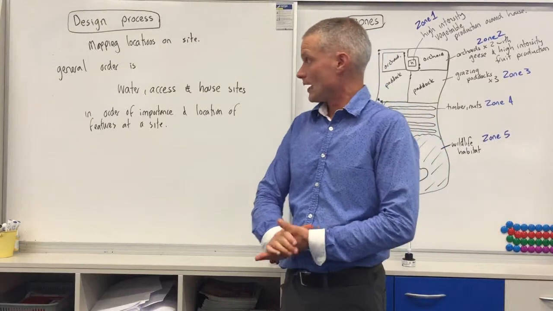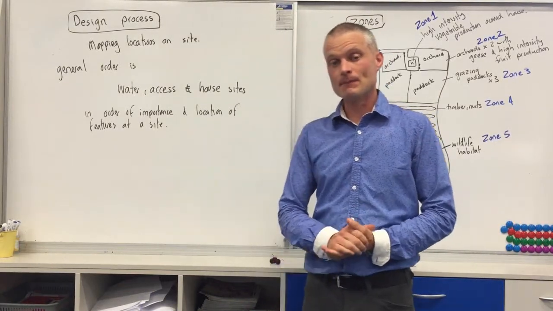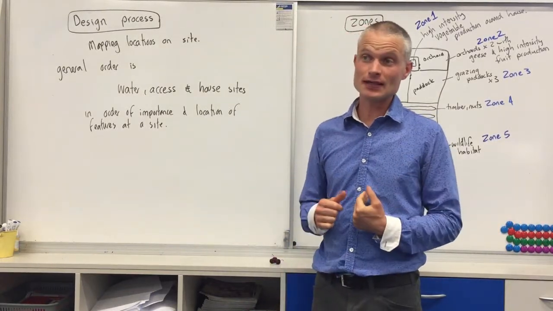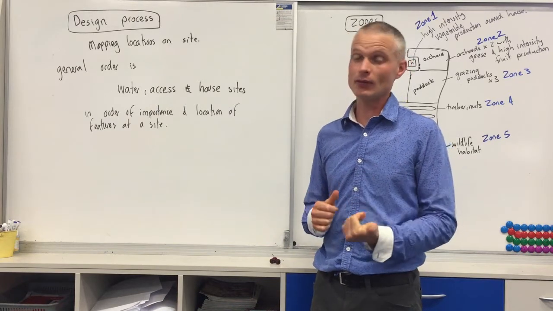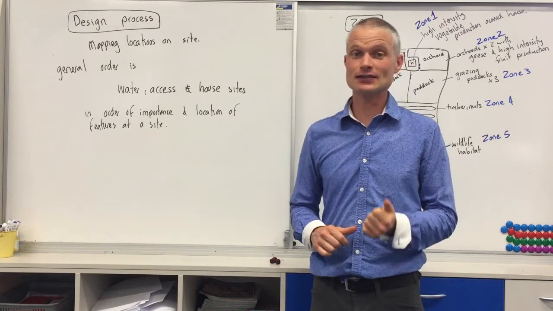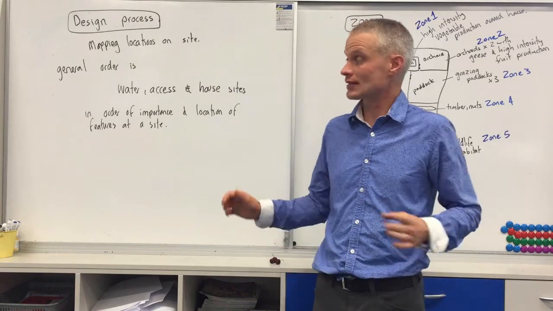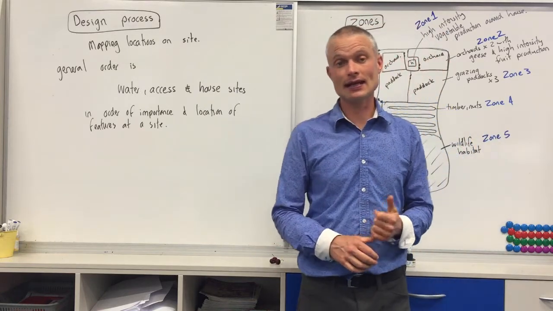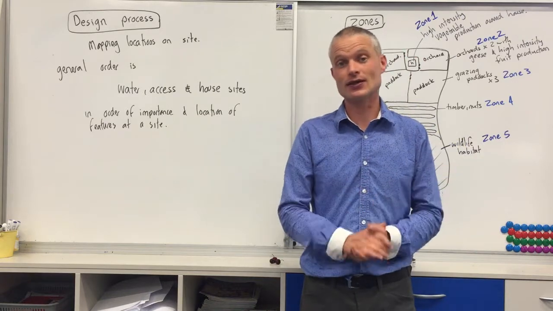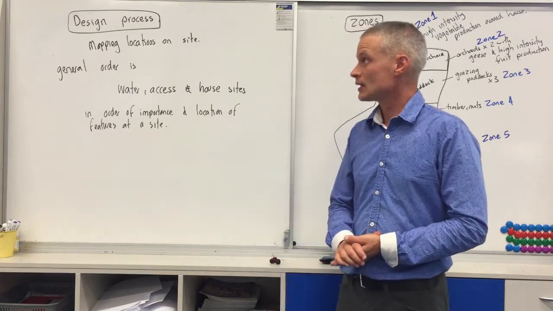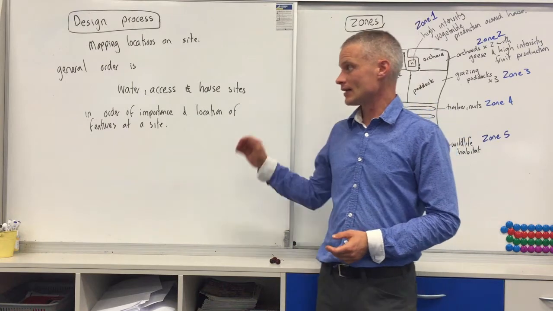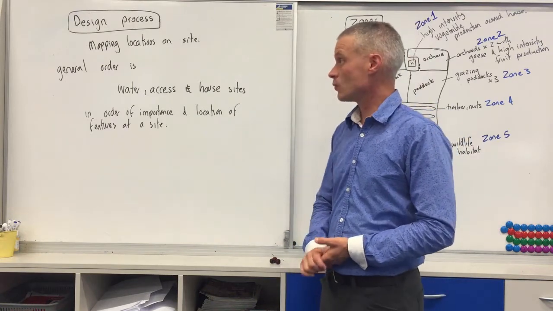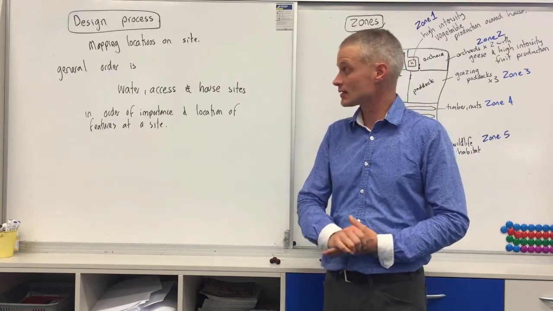So once you have started getting all the information from your site, say you've met with the client, you've visited the site, you've done your research, you then want to start thinking about how you're going to approach the design of the site and how you're going to start locating features on that particular site. So generally the order of priority is said to be water, access, and then housing sites.